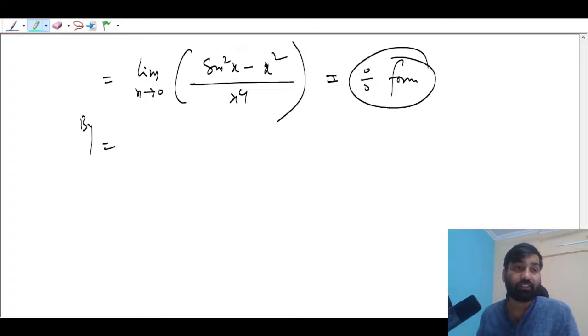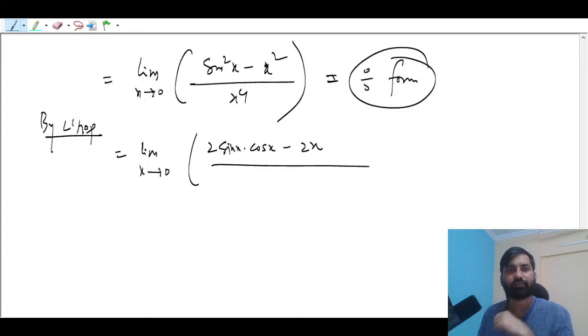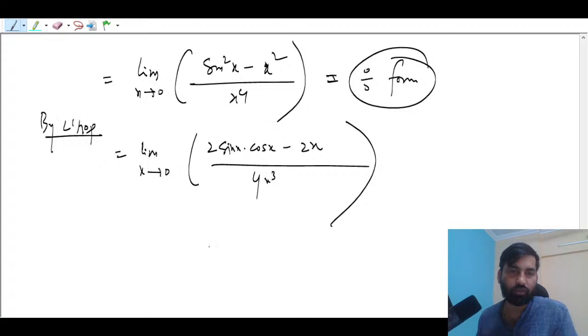Sometimes you have to make observation as well. So by L'Hopital, it is limit x tending to 0 of the derivative of sine square, that is nothing but 2 sine x times cos x minus 2x, by 4x cube. Now again check whether it is, yeah, it is 0 by 0 form. You can further differentiate this, right?